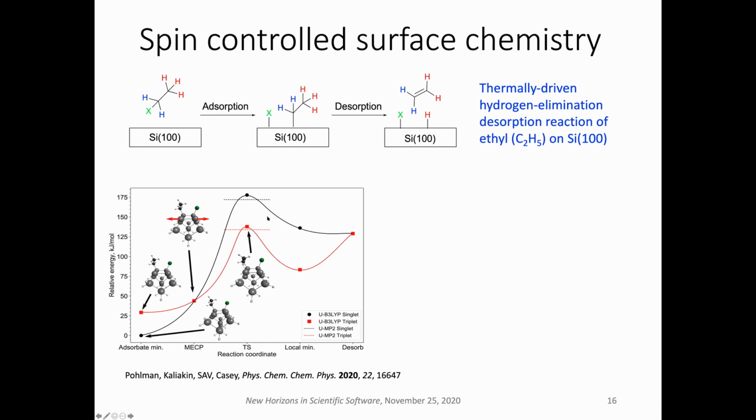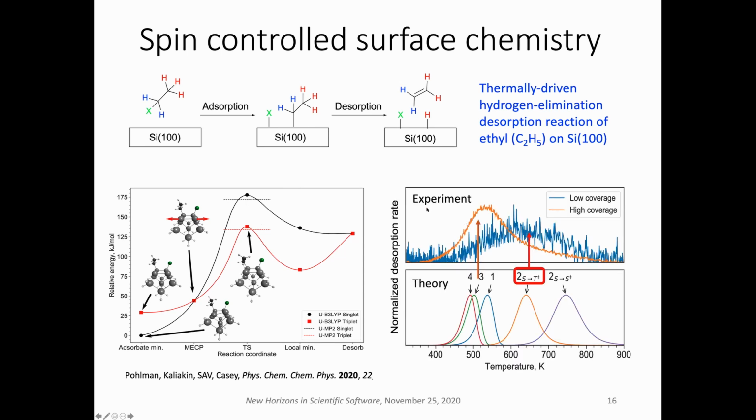And we found the crossing point. We found where the singlet-triplet transition happens, and the triplet transition state is significantly lower than the singlet transition state. This is a comparison of experiment and theory for the desorption rate, so effectively it's a rate constant. The important one is this low coverage curve, which is in blue. If you look at the singlet reaction path, so basically if you stay on this black curve, you get this peak, according to the theory, over here at this high temperature.